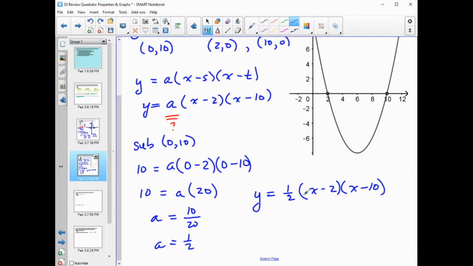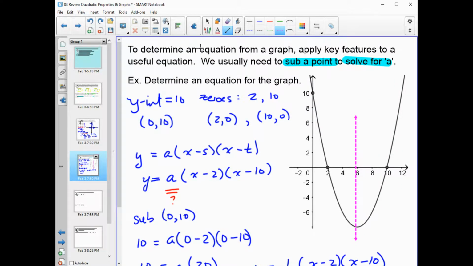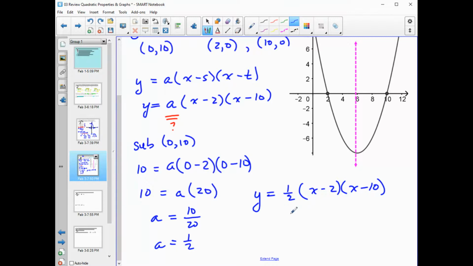And I could convert this equation. If I was asked to come up with this equation in one of the other forms, standard form, I would just expand and simplify. Vertex form, there'd be a little bit more work to do. I would then make use of the fact that the axis of symmetry is here along 6, and then I would use that to find out the y coordinate of the vertex. But I would only do that if the question specifically asked me to do that. In this case, it just says to determine an equation, doesn't specify the form for the equation. And so we are fulfilling the obligation of this question by providing a factored form equation.